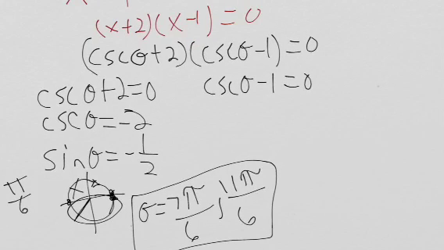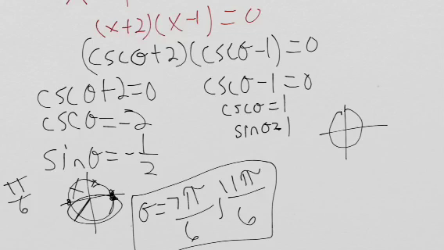Up here we have cosecant theta minus 1 equals 0. So cosecant theta equals 1. Alright, well once again, cosecant is the reciprocal of sine, so sine theta equals 1 over 1, which is just 1. Where does that happen? Well, sine is 1 on this vertical line here, right? When x is 0, y is 1. So that happens at pi over 2 and 3 pi over 2. So theta equals pi over 2 and 3 pi over 2.